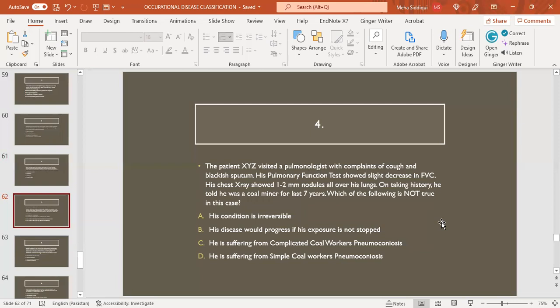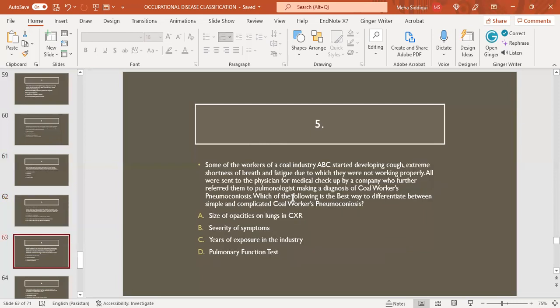Yes, the right answer is C: he is suffering from complicated coal workers pneumoconiosis. This is not true in this case. This is the typical clinical picture of simple coal workers pneumoconiosis.